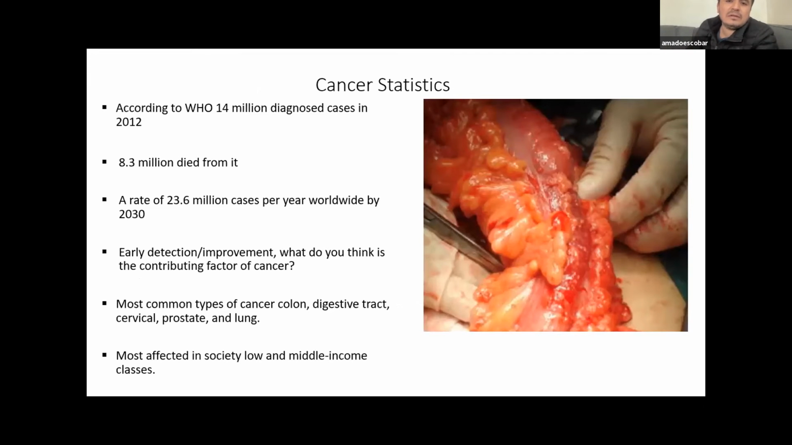According to the World Health Organization, in 2012 there were 14 million people diagnosed with cancer. 8.5 million of them died. So that's a large percentage who die from cancer. Also, it is estimated that there will be 23.6 million cases per year until the year 2030. The most common type of cancer is colon. The most common treatments for cancer are surgery, radiotherapy, chemotherapy drugs, and immunotherapies. And yet these treatments given to patients are not efficient.